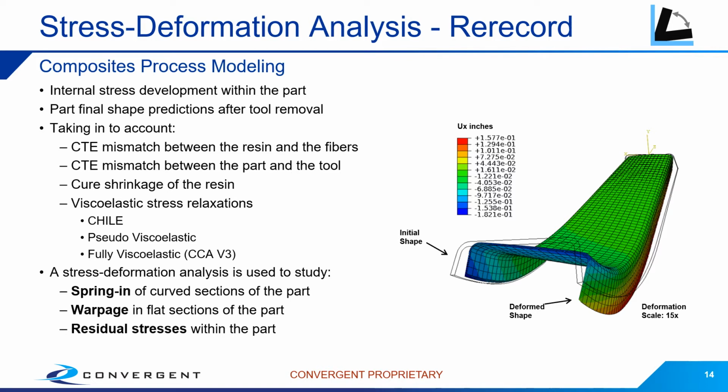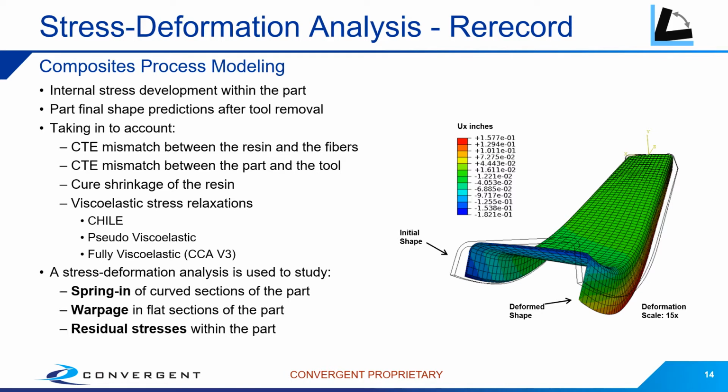Stress deformation analysis is the last analysis type that we're going to cover today. And this includes the internal stress development in the part, taking into account the final part shape after tool removal. So including CTE mismatch between the resin and fibers, CTE mismatch between the part and the tool, cure shrinkage of the resin, any viscoelastic stress relaxations, et cetera, et cetera. So what this can predict is the spring-in of curved sections, the warpage of flat sections, any residual stresses in the part.